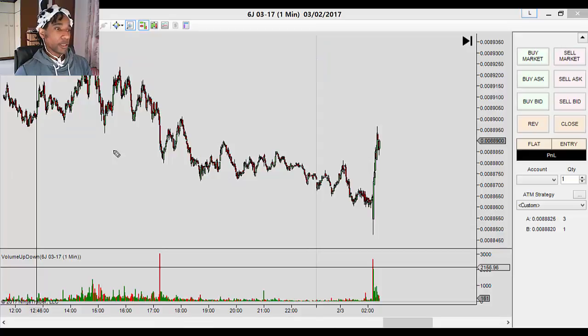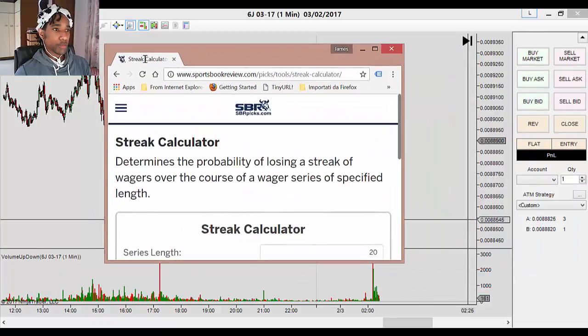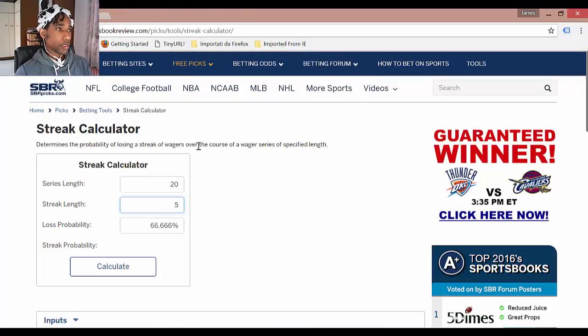Now, if you've studied statistics, and probably this is a good time to bring this over, which I'll also link at the bottom of the video in the description. This is a streak calculator. Now, the series length, you can use this with your own trading if you keep data, and I highly recommend that you do keep data in a spreadsheet, or at least write it down on a piece of paper. Series length means the number of trades. So here I've put in 20.